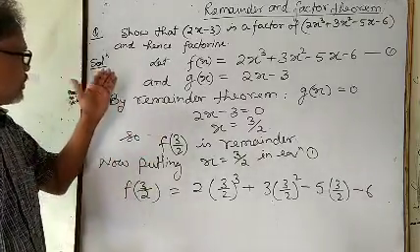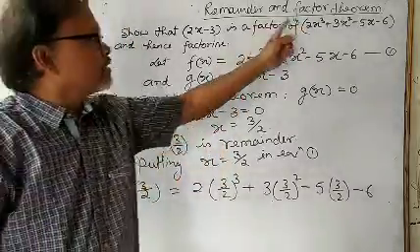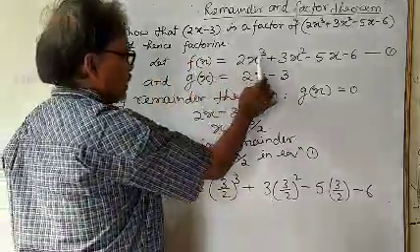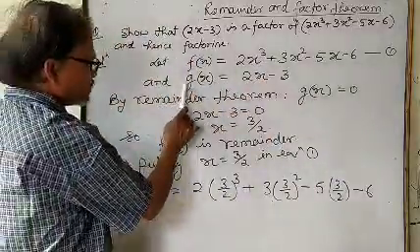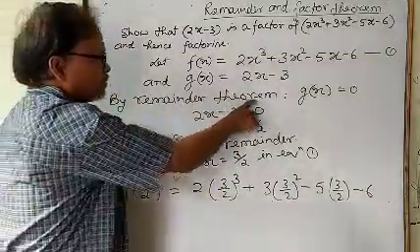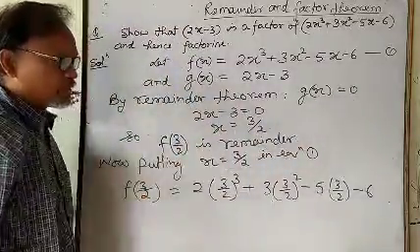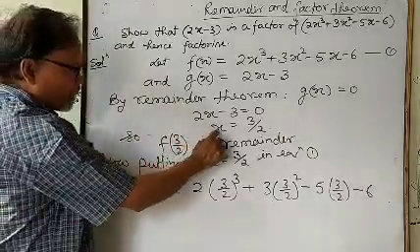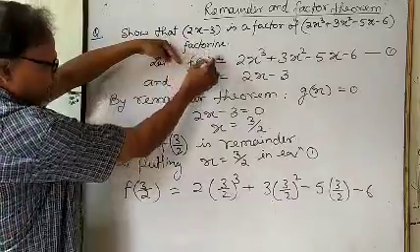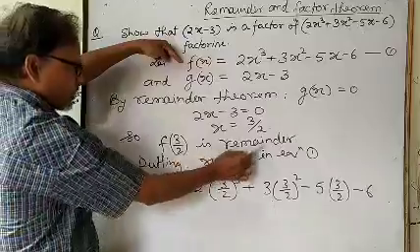So now, first of all, let this expression be f(x) and this expression be g(x). f(x) is what you have to divide and g(x) is the divisor, 2x minus 3. According to the remainder theorem, g(x) is equal to 0. So 2x minus 3 is equal to 0, so x is equal to 3 by 2. If x is equal to 3 by 2, you put it in equation 1, that is the remainder. So f(3/2), in place of x put 3 by 2. f(3/2) is the remainder.